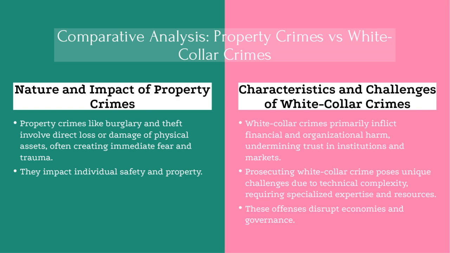On the other hand, white collar crimes have a different nature and set of challenges. These offenses mainly cause financial and organizational harm, shaking public trust in institutions and markets. Prosecuting white collar crime is often more complicated due to its technical complexity, requiring specialized expertise and resources. Beyond individual victims, these crimes can have far reaching effects, disrupting economies and governance structures. So, while the harm from property crimes is often immediate and tangible, white collar crimes tend to cause deep, systemic damage that affects society on a larger scale.